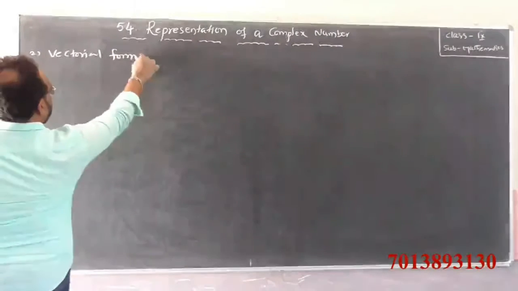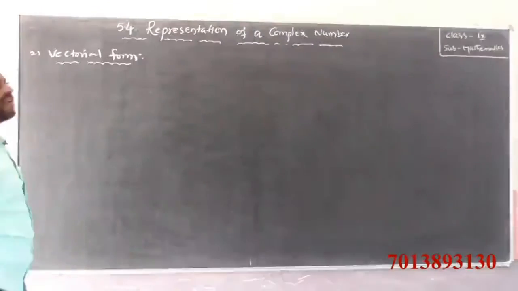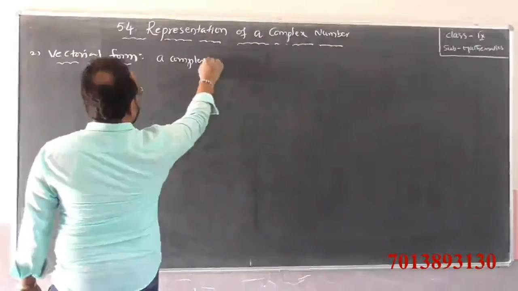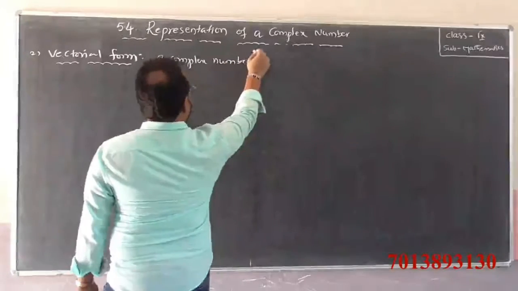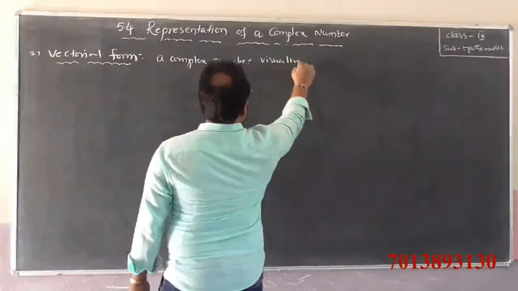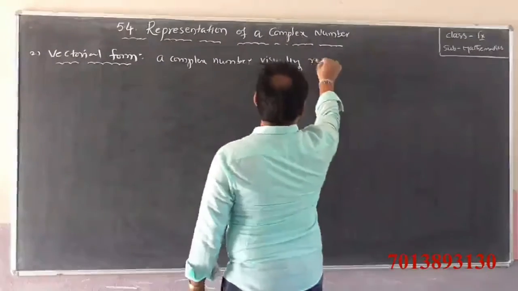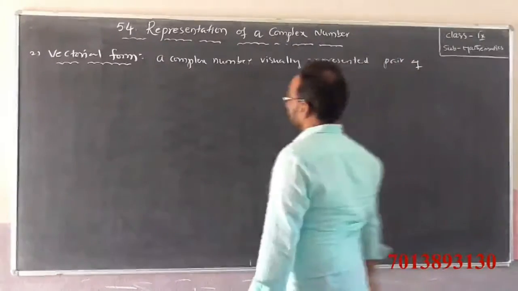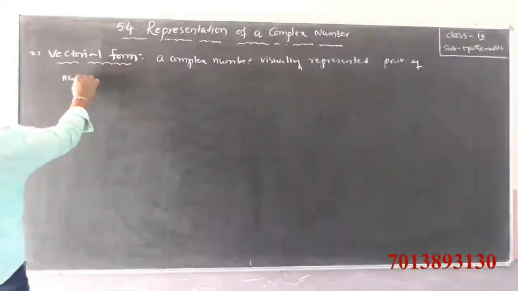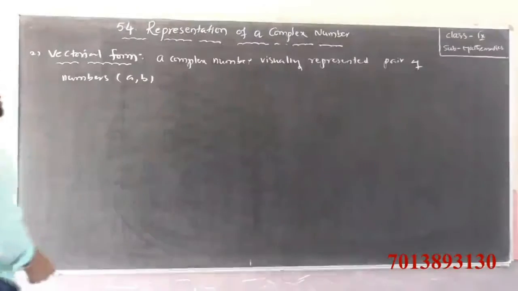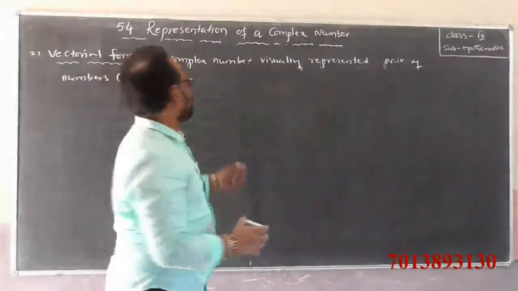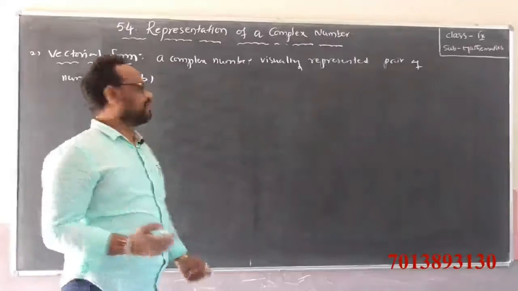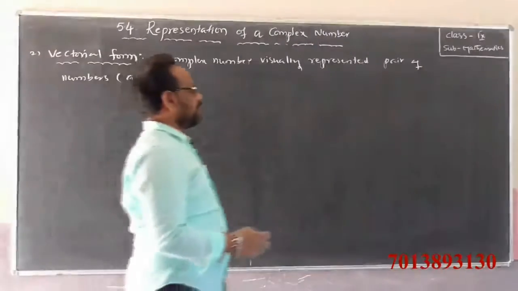Vector form or vectorial form. A complex number can be visually represented as a pair of numbers, ordered a comma b, in the Argand plane.